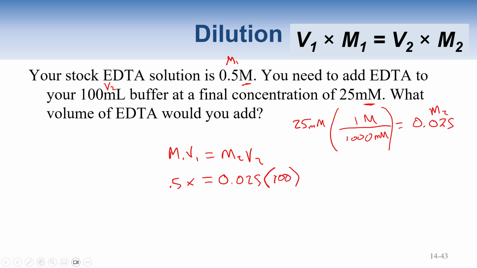So 0.025 times 100, and then we would divide away the 0.5 to isolate the x, and we end up with 5. And our unit would be mils.